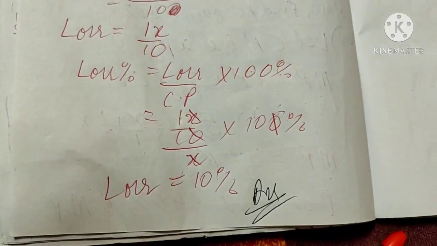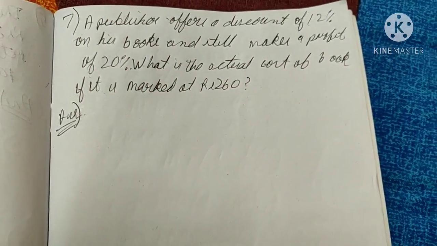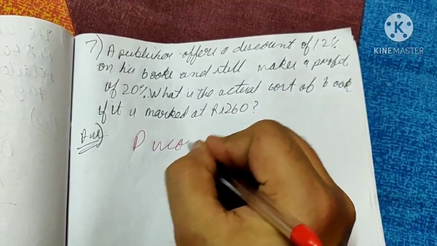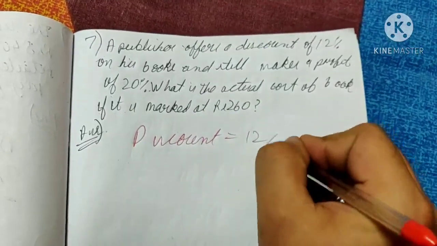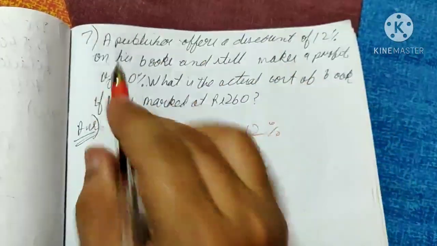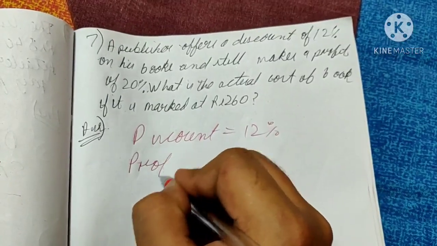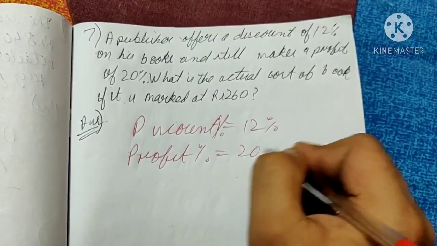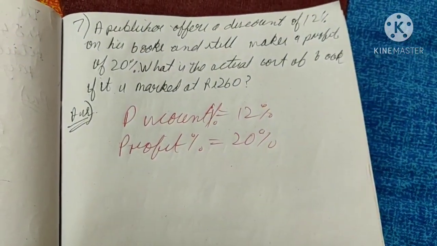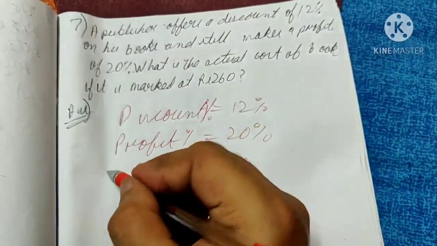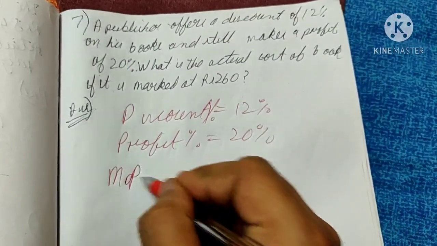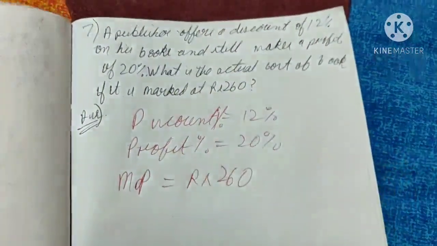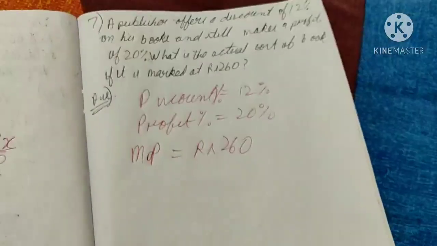Next question here is that a publisher offers a discount of 12% on his book, and still makes a profit of 20%. Discount percent is 12%, profit percent is 20%. What is the actual cost of the book if it is marked at a marked price, means MP, of rupees 260? What is the actual cost? We have to find CP.